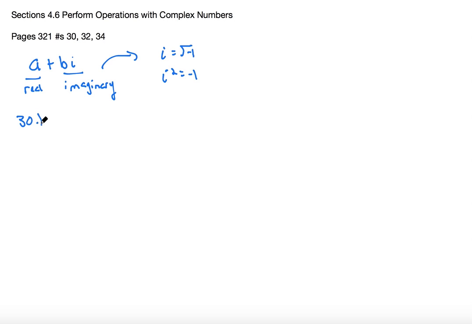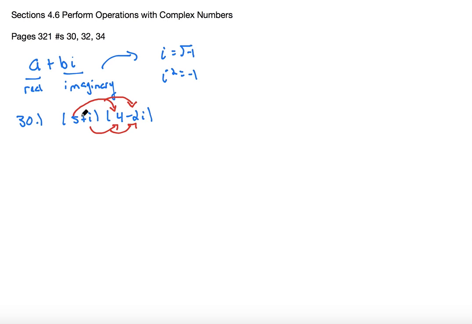So taking a look at number 30 from the review, we have the number 5 plus i, times the number 4 minus 2i. So in reality, this problem is just a binomial times a binomial, so we're going to FOIL, or I like to just distribute. So we're going to take the 5 and distribute to both terms. And then I'm going to take the i and distribute to both terms.